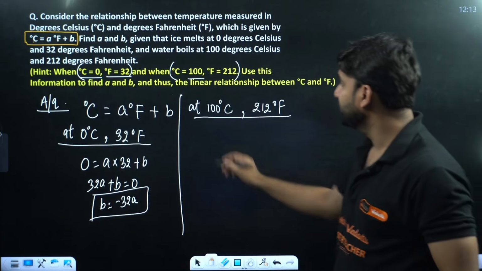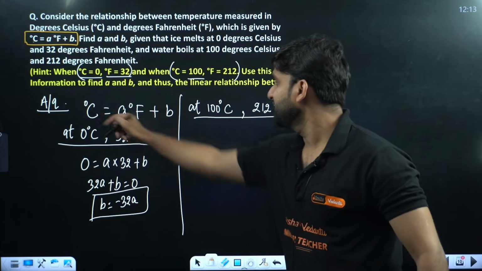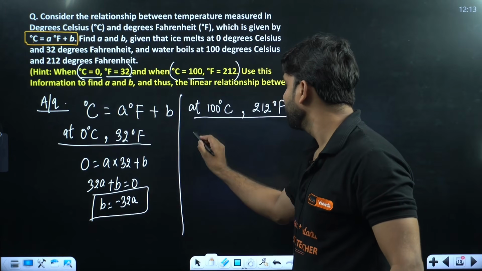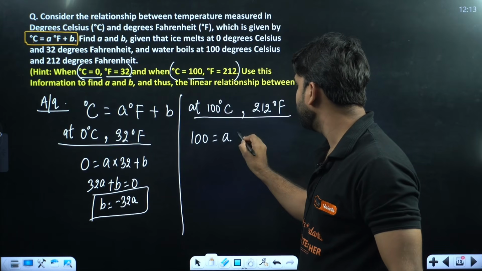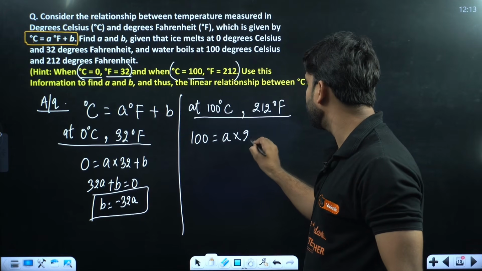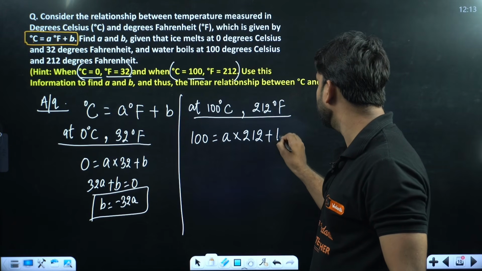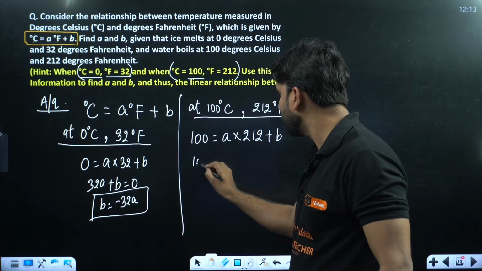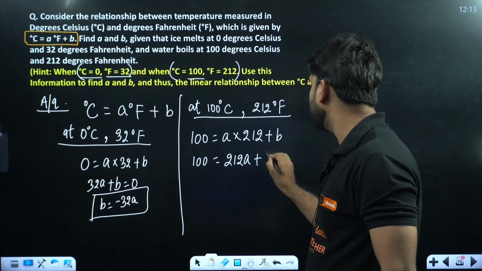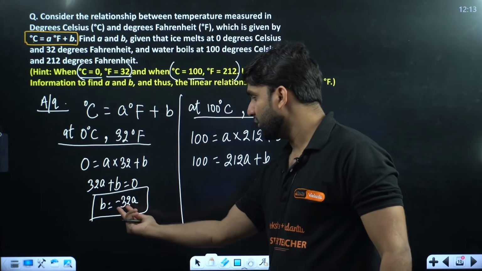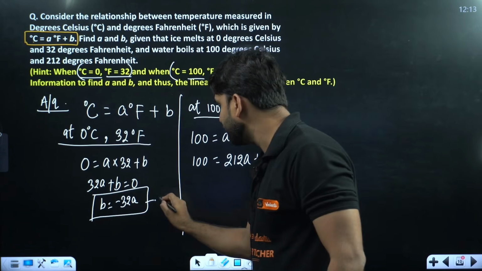So let's put the values. If we put 100 degrees in place of C, and A is constant, this will become 200 plus B, right? So we have 100 is equal to 212A plus B, and now we have the relationship B is equal to minus 32A. This was equation number 1.